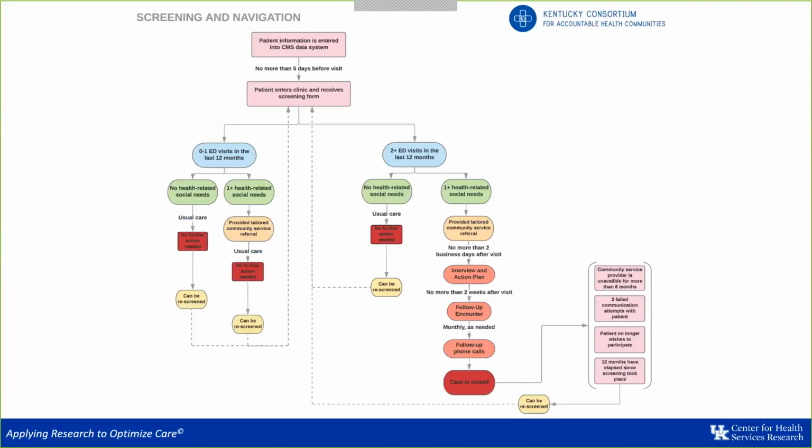So this is just a general flow chart that shows the various paths a beneficiary can go down. Up top, the patient information can be entered into the data system no more than 5 days before the patient's visit. So the first step is the patient enters the clinic and receives the screening form.